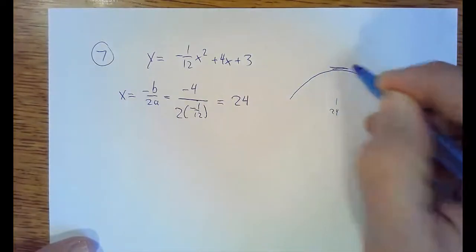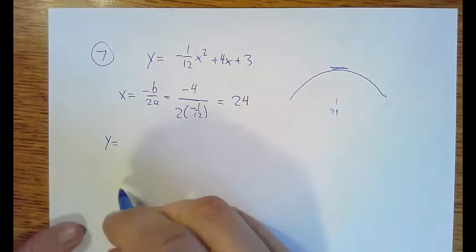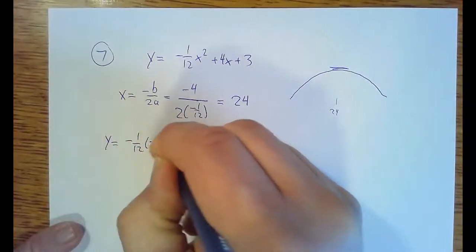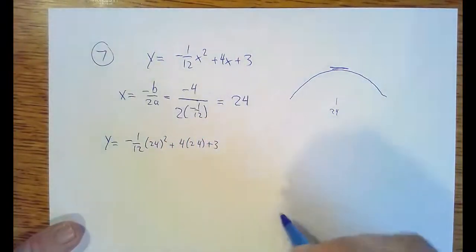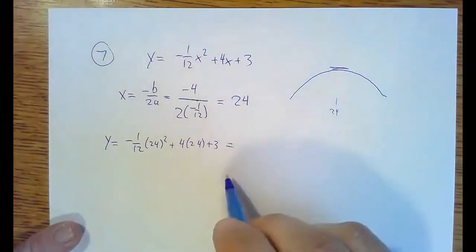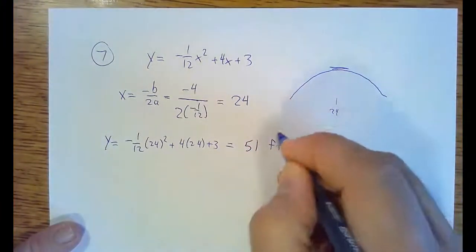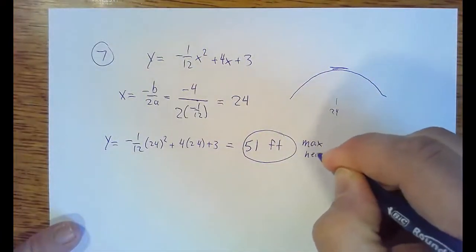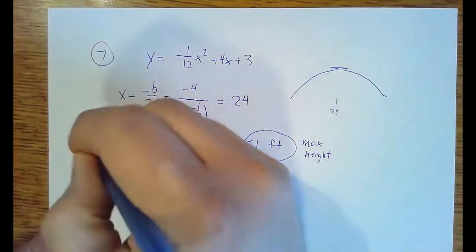We need to find the height of the vertex. So the height is the y-coordinate when x is 24. So we get negative 1/12 times 24 squared plus 4 times 24 plus 3. And when we simplify this expression, we'll get 51 feet. So this is the maximum height of the ball. So this was the answer for part B.